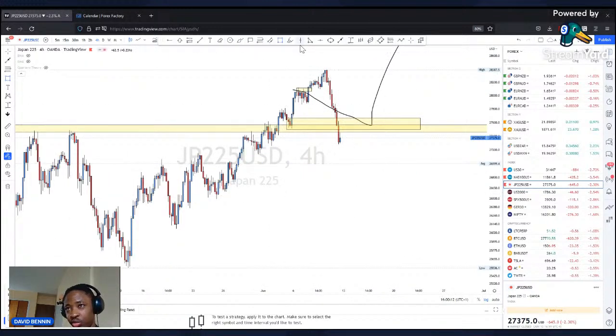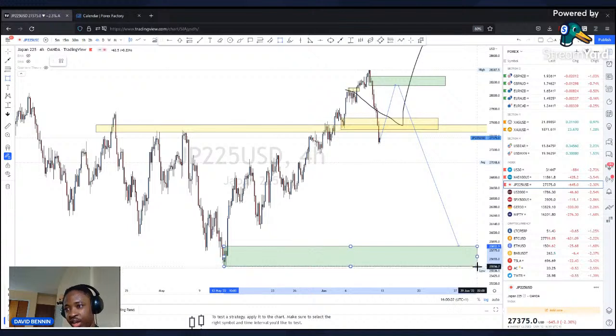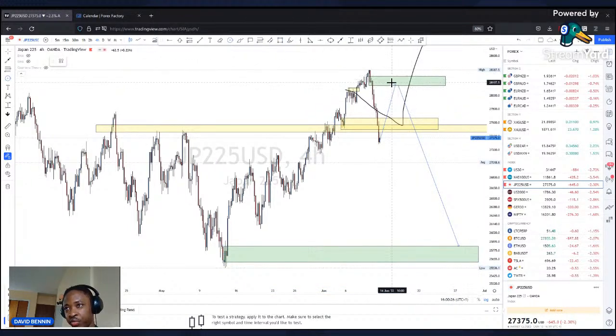But what could happen here is price returning back into this zone. So I would be more confident to sell the JPY pairs when price comes back here and fails to break this level. Then I know long term we can be pushing all the way down here. So that's what I'll be looking out for now. If that happens, that would be a really good confirmation for long term sales on the JPY.